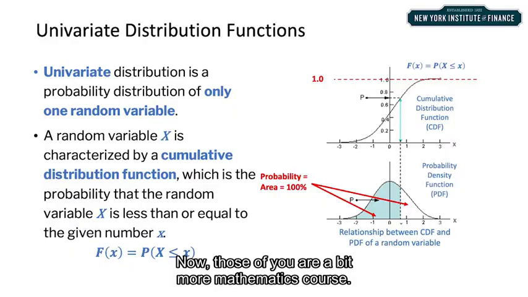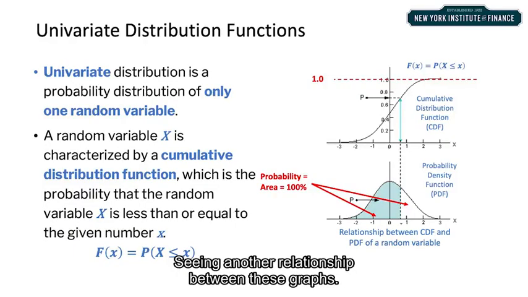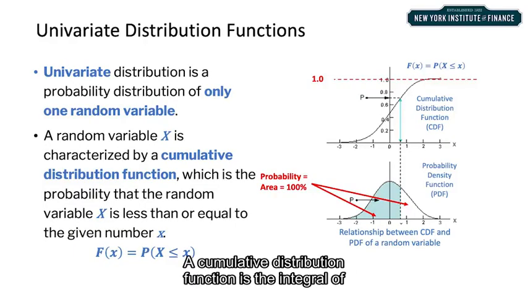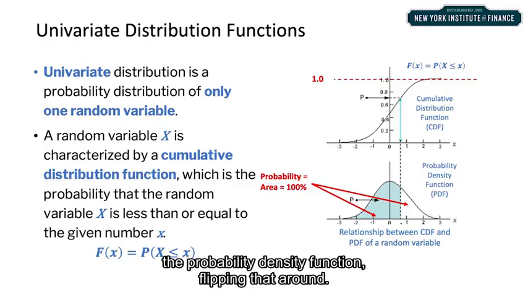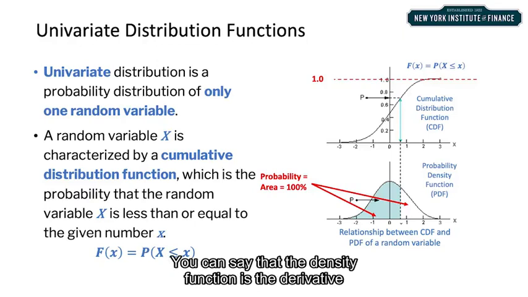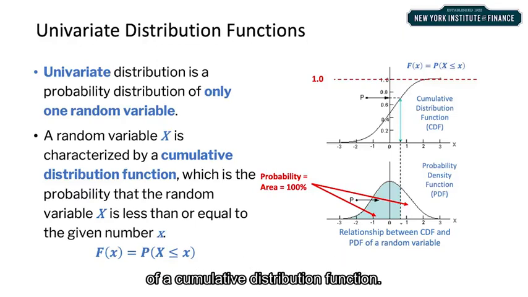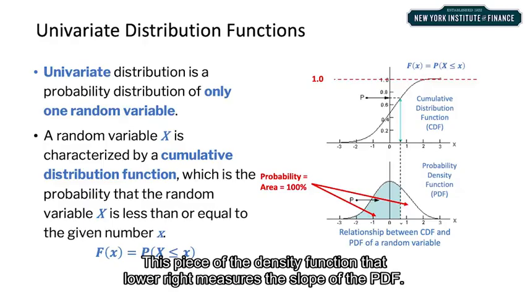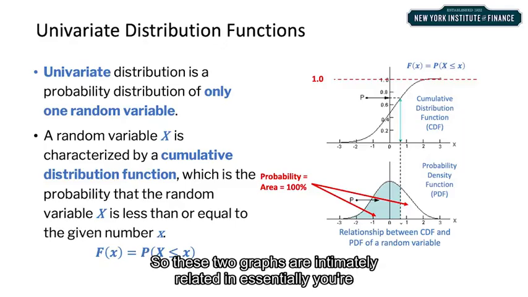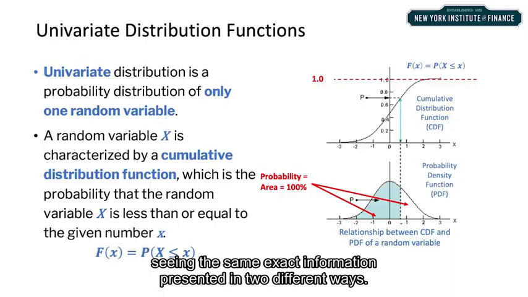Now, those of you who are a bit more mathematical are seeing another relationship between these graphs. The cumulative distribution function is the integral of the probability density function. Flipping that around, you can say that the density function is the derivative of the cumulative distribution function. This means that the density function in the lower right measures the slope of the CDF. So these two graphs are intimately related, and essentially you're seeing the same exact information presented in two different ways.